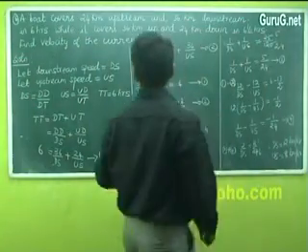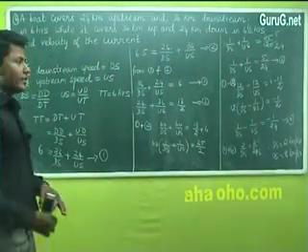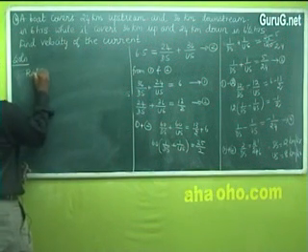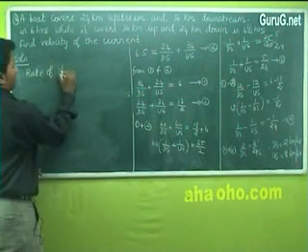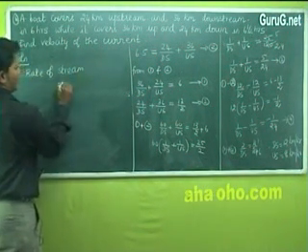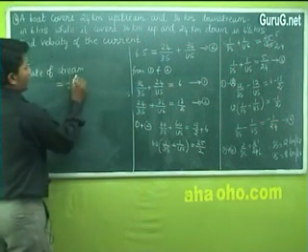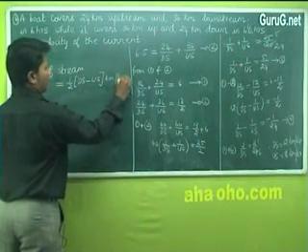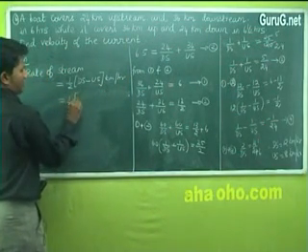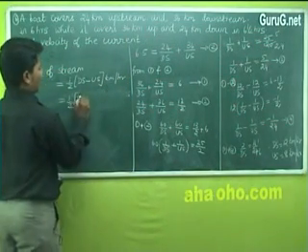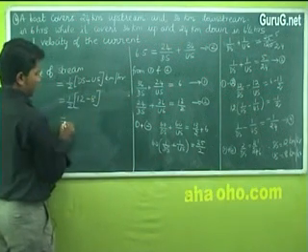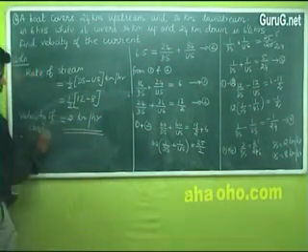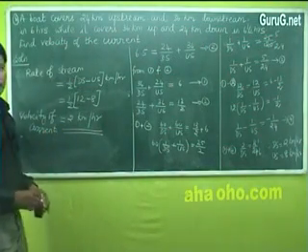What are you asked to find? Find the velocity of the current, that is the rate of the stream. What is the rate of the stream? Formula: rate of stream is equal to half into (downstream speed minus upstream speed) kilometer per hour. That is half into (12 minus 8), that is 2 km per hour. So the velocity of the current is 2 km per hour.